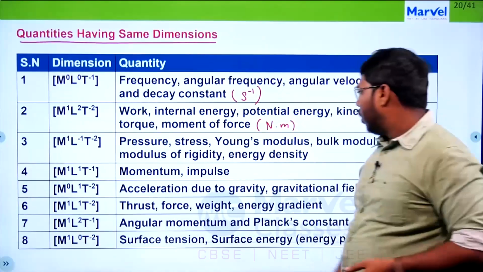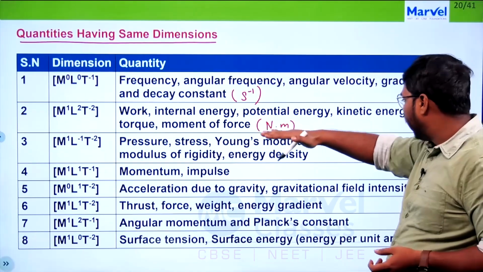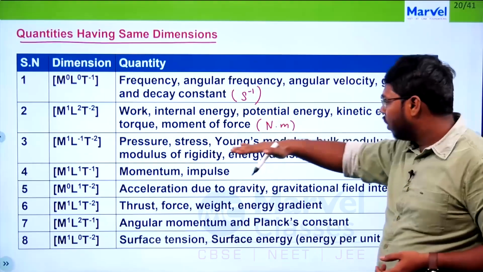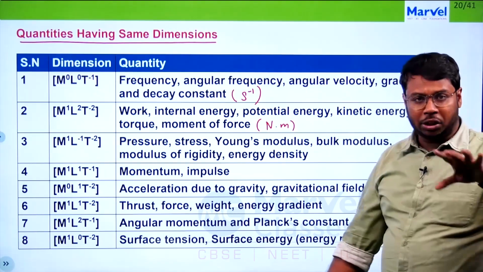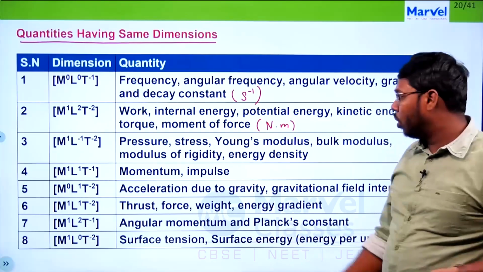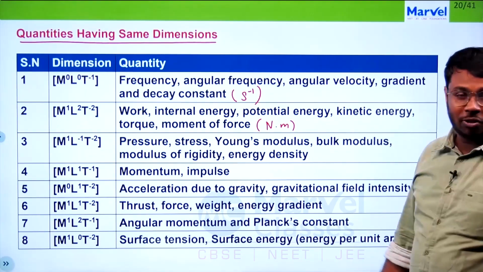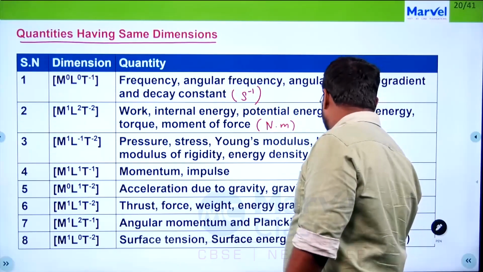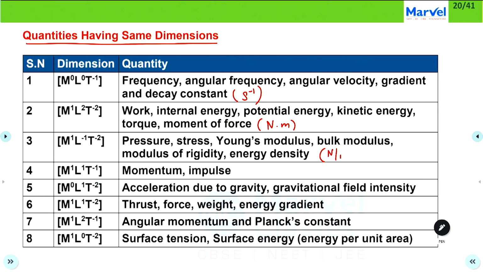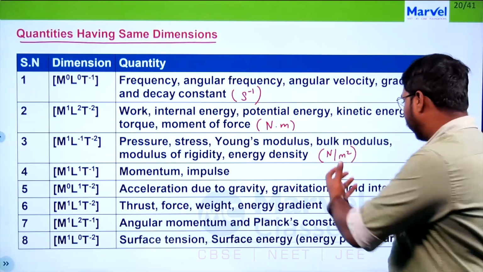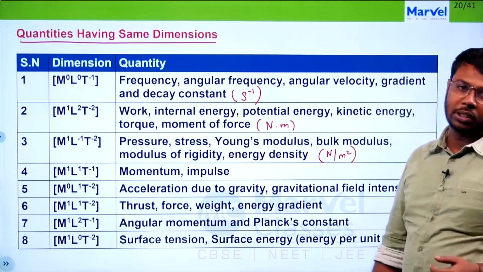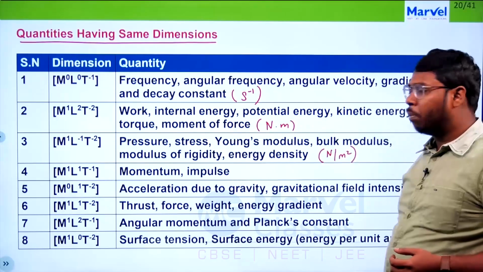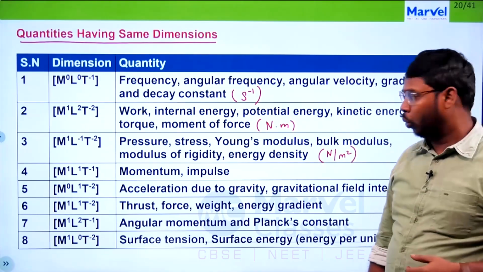Coming down here, you see pressure, stress, Young's modulus, bulk modulus, modulus of rigidity, and energy density share the same unit. And what do you think is the unit for them? They have Newton per meter squared. So, the unit for all these quantities is Newton per meter squared, and using this you can directly write the dimension, which is M power 1, L power minus 1, and T power minus 2.